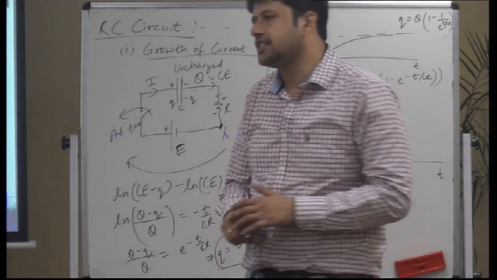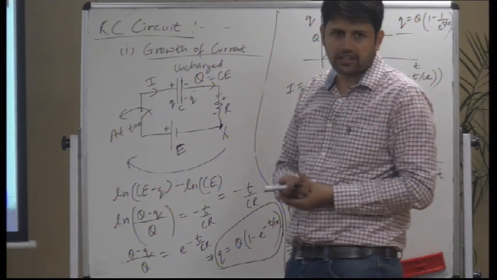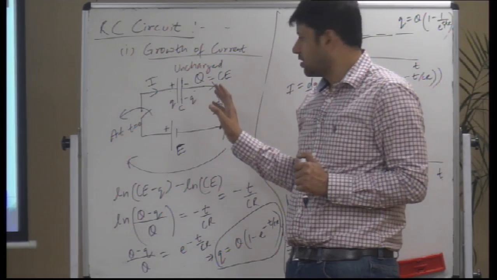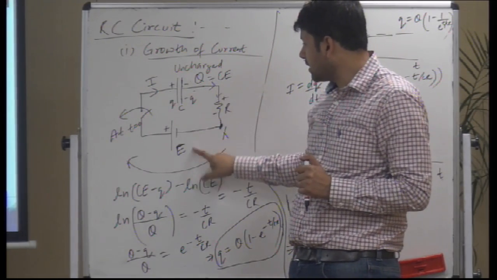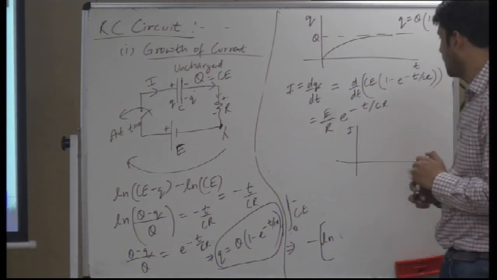Initially the capacitor was not obstructing the flow of current. Initially the capacitor was allowing current to go through fully. So the initial current was E upon R only.